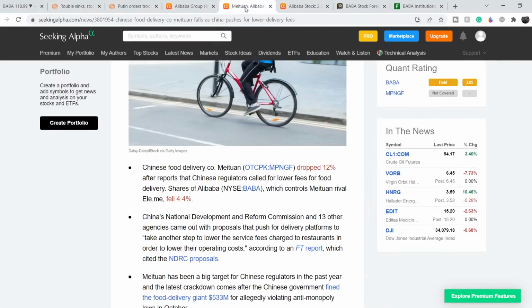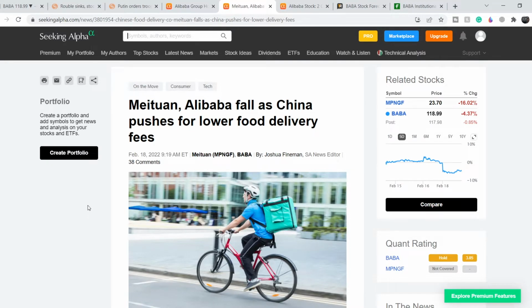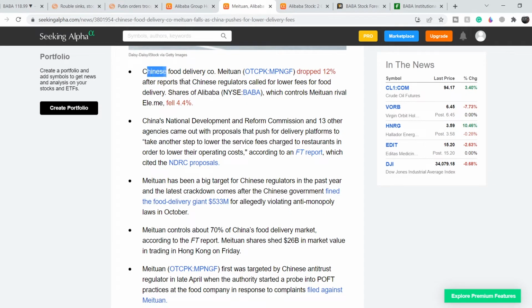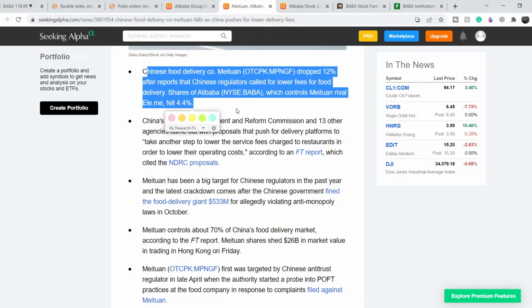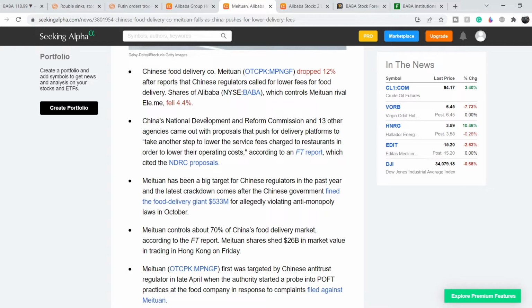Let me show you some news related directly to Alibaba. On February 18th, we have an article titled Meituan, Alibaba fall as China pushes for lower food delivery fees. Let me quote you this. Chinese food delivery giant Meituan dropped 12% after reports that Chinese regulators called for lower fees for food delivery. Shares of Alibaba, which controls Meituan rival Ele.me, fell 4.4%. China's National Development and Reform Commission and 13 other agencies came out with proposals that push for delivery platforms to take another step to lower the service fees charged to restaurants in order to lower their operating costs, according to an FT report which cited the NDRC proposals.